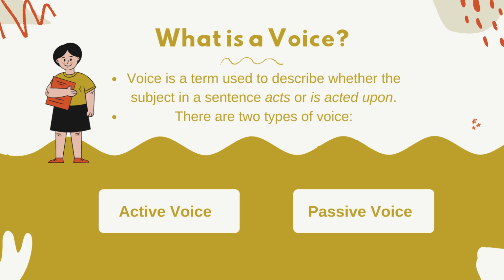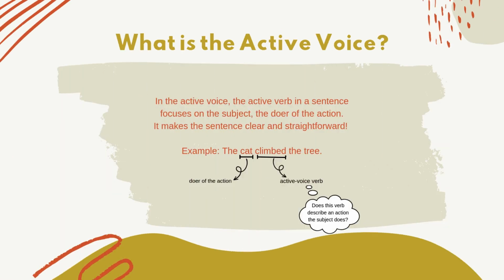Let's start by defining a voice. What is a voice? Voice is a term used to describe whether the subject in a sentence acts or is acted upon. There are two types of voice, the active voice and the passive voice. Let's define the active voice.